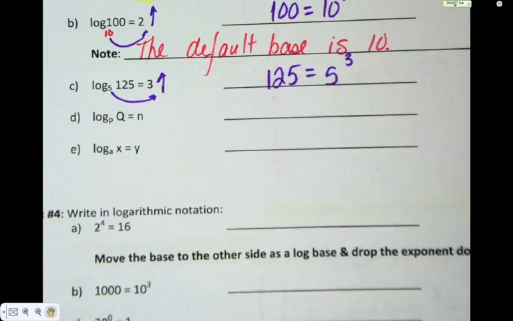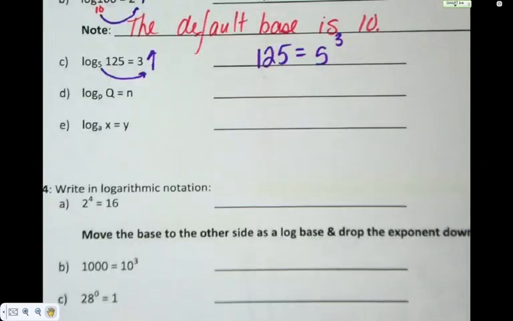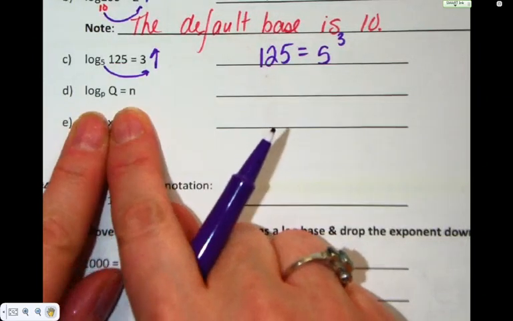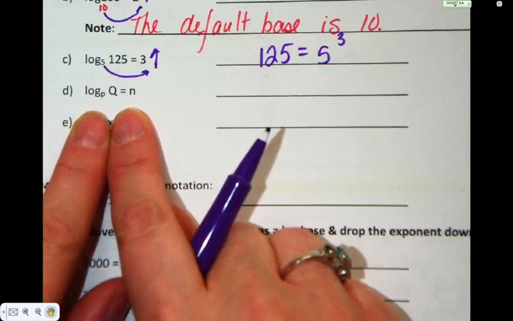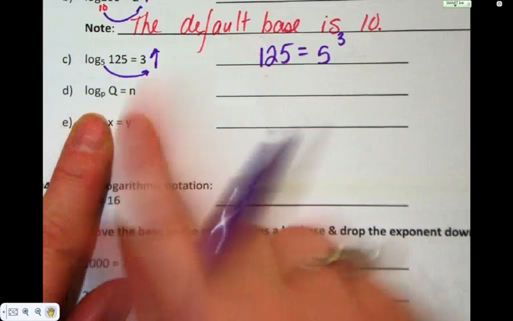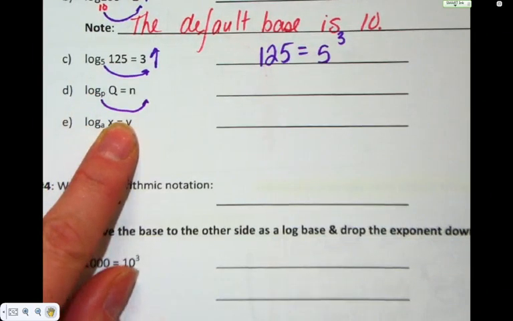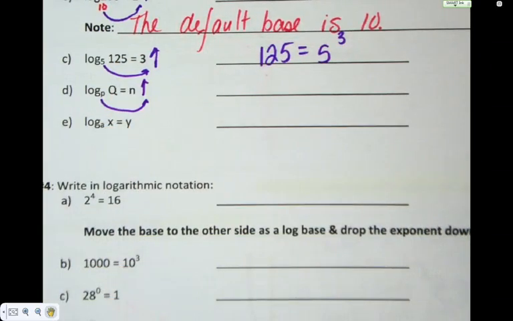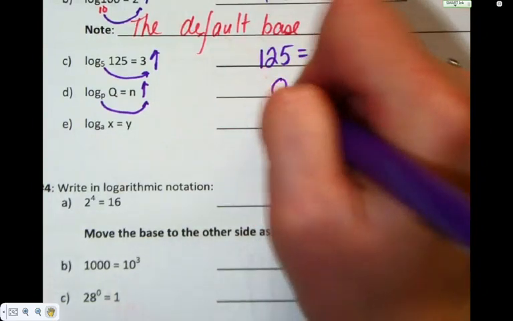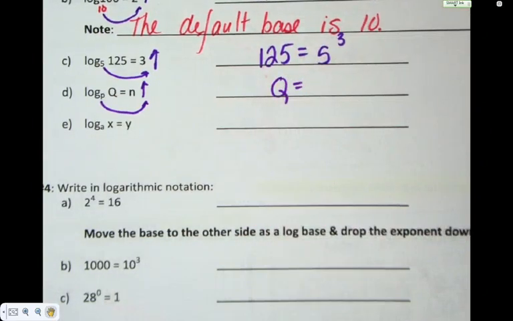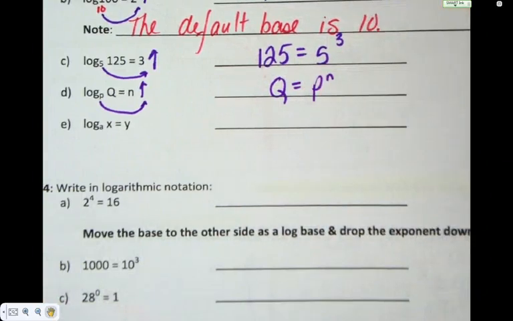How are we doing so far? Good. Then they'll throw in these crazy ones where there's no numbers. There's no way to check, so you have to really understand what's going where and what's moving. What moves? The base, which is P. Because P moved, what also moves? N goes up. What about Q? Stays, and the log disappears. Q equals P to the N.